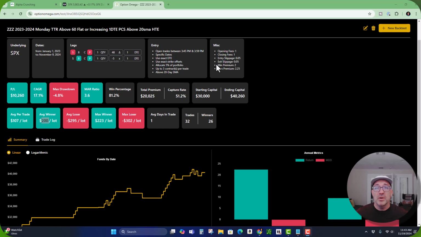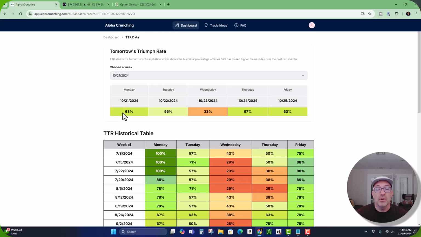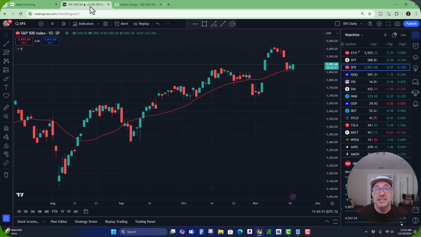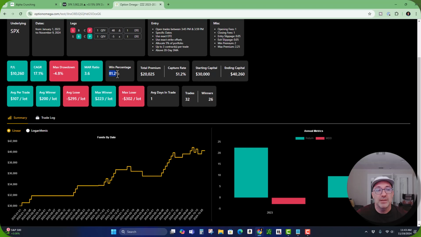So again, the blueprint or the routine for the strategy is you log into Alpha Crunching on Sunday. If the TTR for the next day, that Monday, is above 60% and flat or increasing from the previous week, then we look to take that at the money spread at the end of the day if the market's trading above the 20-day moving average. Again, this has an 81% win rate, and we can see a pretty decent P&L curve.